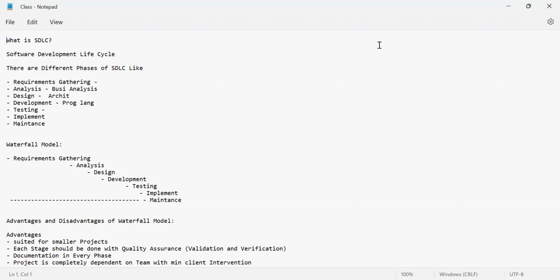Probably next week we will schedule the notes. Everybody is on the WhatsApp group, right? Yes, yes, sir. Okay.